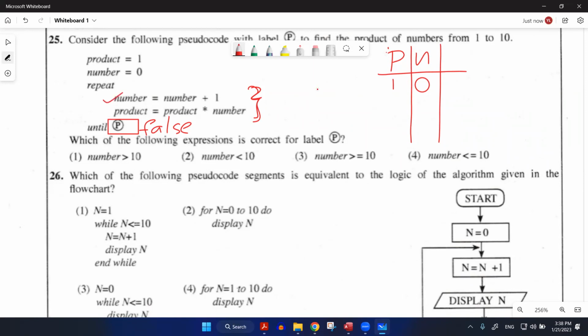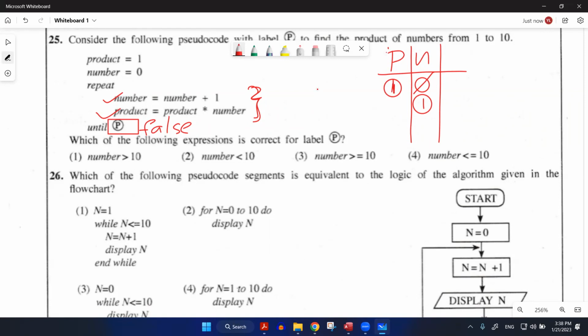So P is 1, that means product is 1, number is 0, so repeat. It says number equals number plus 1. For the very first time, before checking the condition, these things are happening. So number equals number plus 1 means 0 becomes 1. Product equals product into number, that means product multiplied by the number. That means 1 multiplied by 1 comes 1. So assign to the P again, so it is 1 again. Right? Still the value is 1.